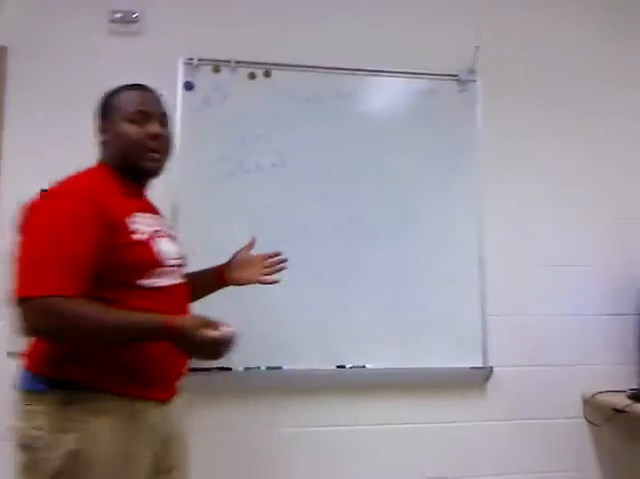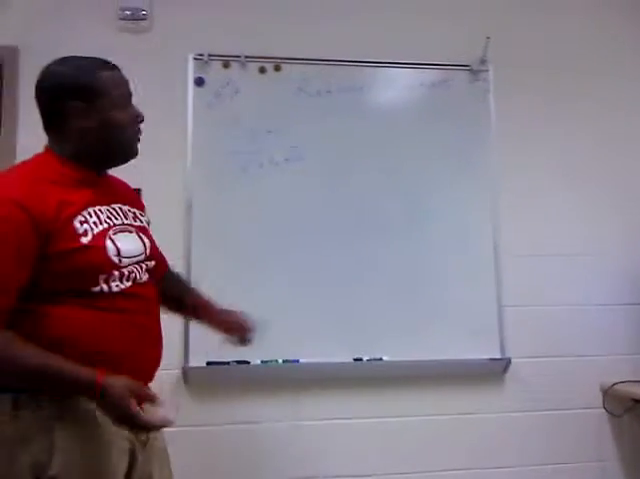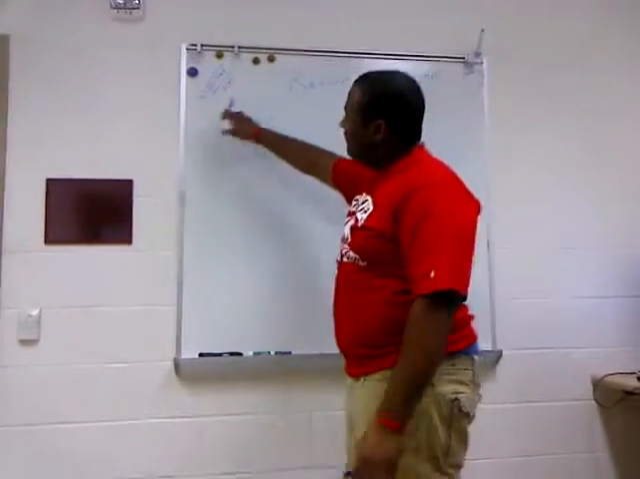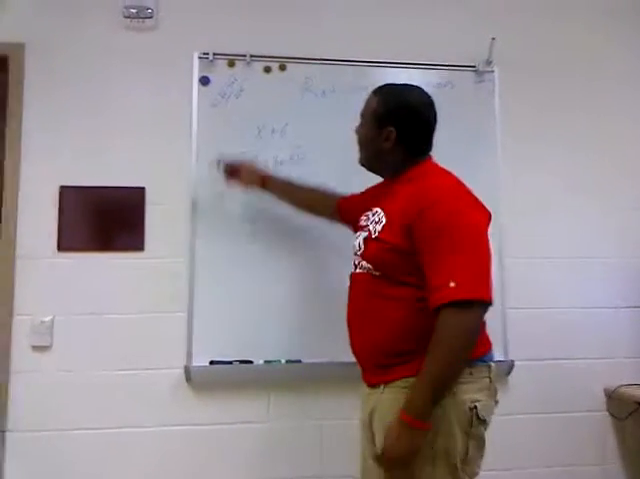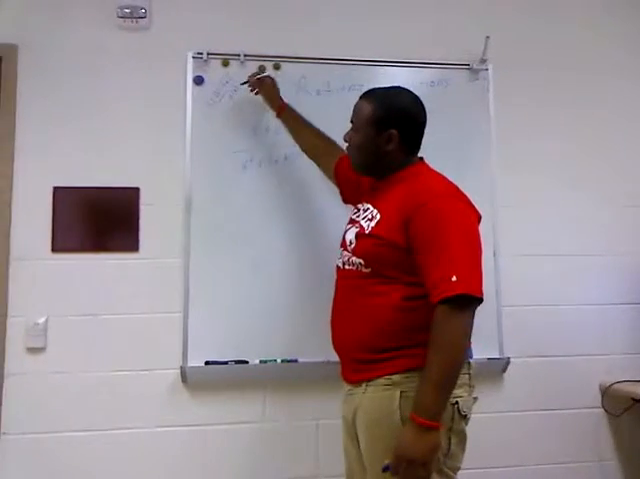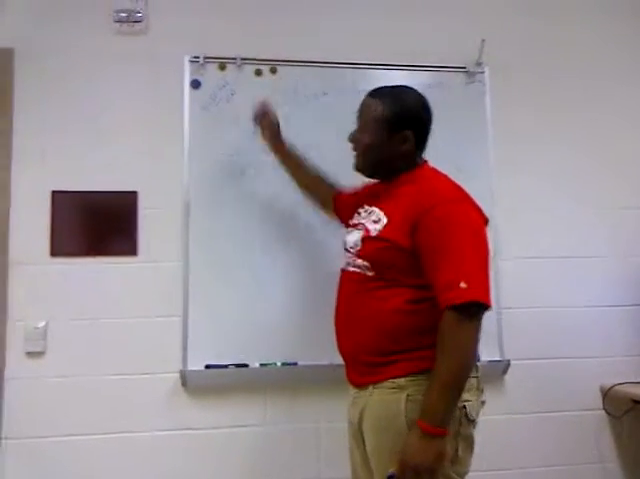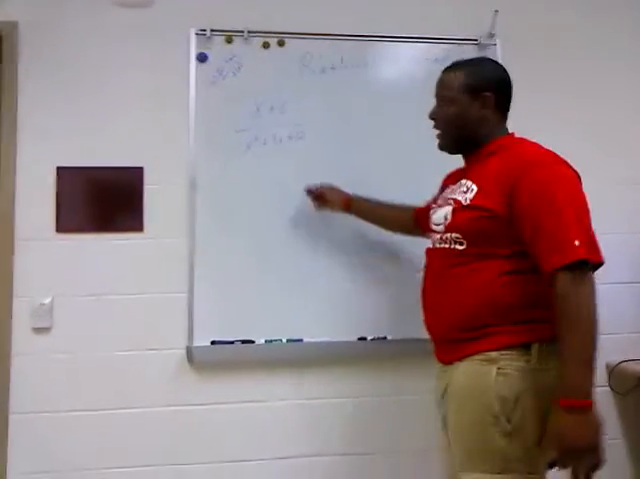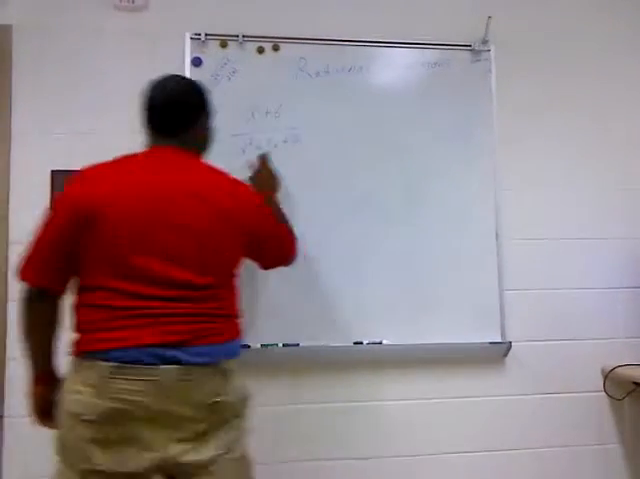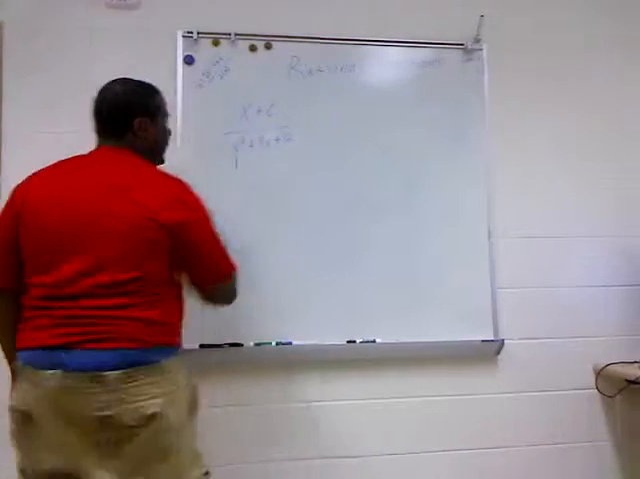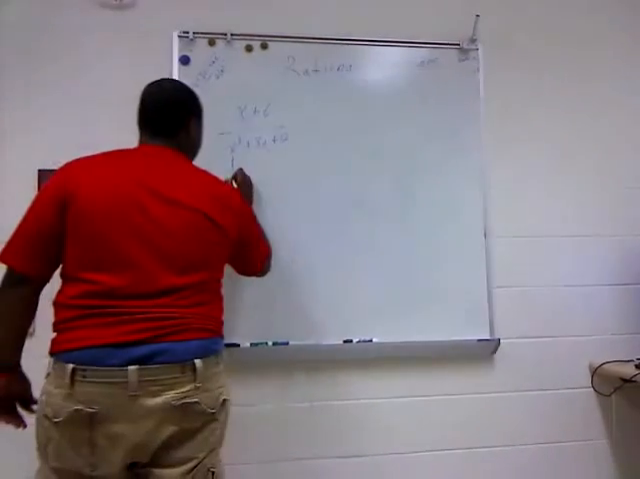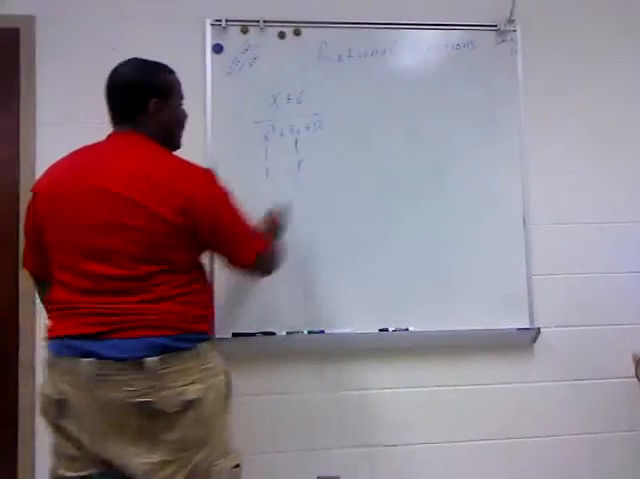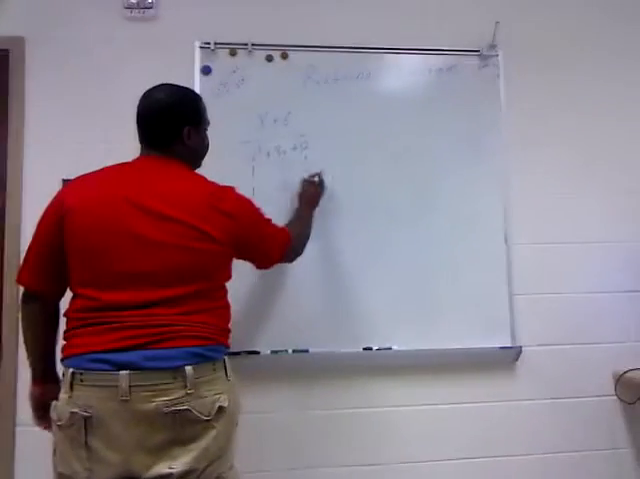When I'm solving for the domain, I'm going to use the quadratic formula. The quadratic formula, as we all know from my last session, is negative b plus or minus the square root of b squared minus 4ac, over 2a. Now my a is 1, my b will be 8, and my c will be 12.